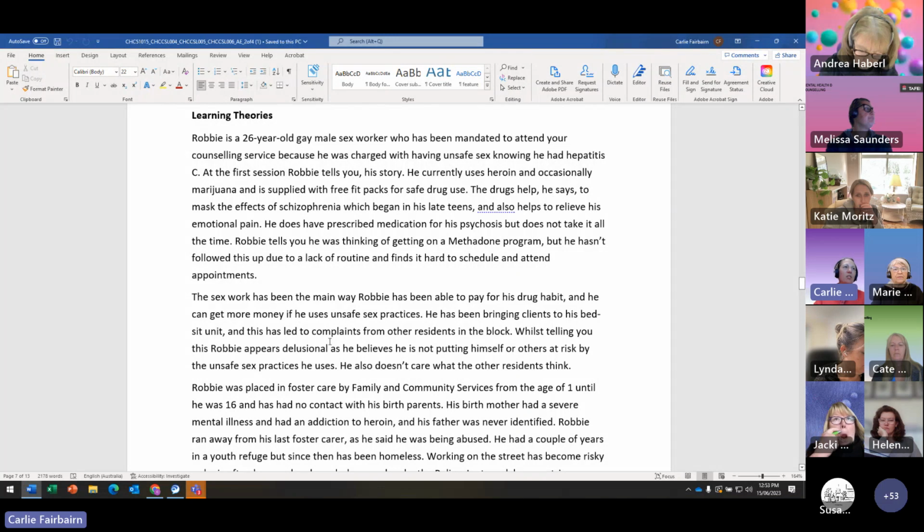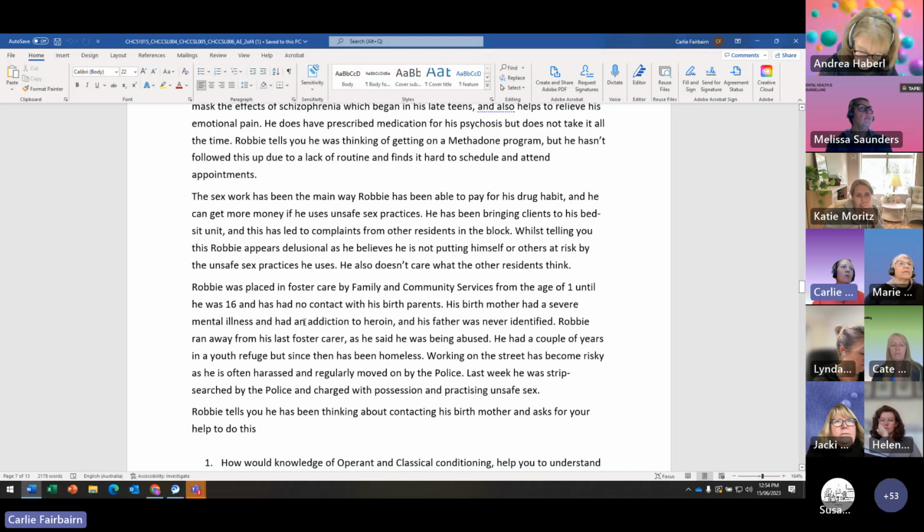He does have prescribed medication for his psychosis, but does not take it all the time. Robbie tells you he was thinking of getting on a methadone program, but he hasn't followed this up due to a lack of routine and finds it hard to schedule and attend appointments. The sex work has been the main way Robbie's been able to pay for his drug habit, and he can get more money if he uses unsafe sex practices. He has been bringing clients to his bedsit unit, and this has led to complaints from other residents in the block. Whilst telling you this, Robbie appears delusional as he believes he is not putting himself or others at risk by the unsafe sex practices he uses. He also doesn't care what the other residents think.